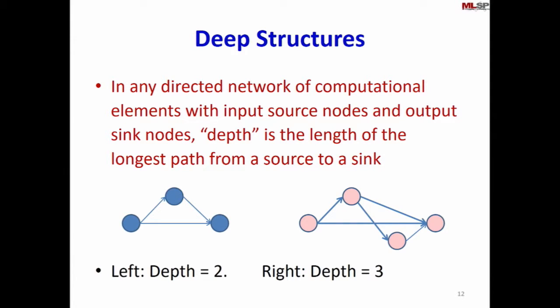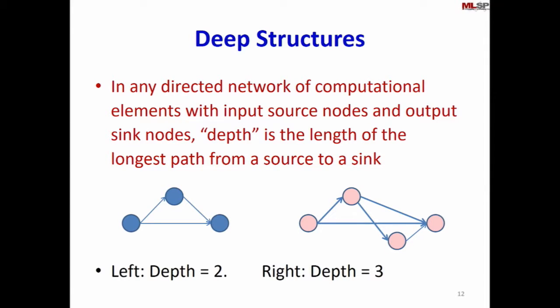So over here, I have this figure to the left. How many sources and sinks do I have in the graph to the left? One each. And how many different paths do I have from the source to the sink? Two. And what are the lengths? Which is, what would the depth be? Two, because that's the longest one. The figure to the right?